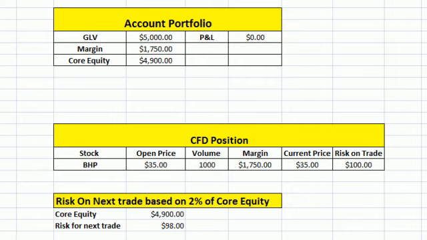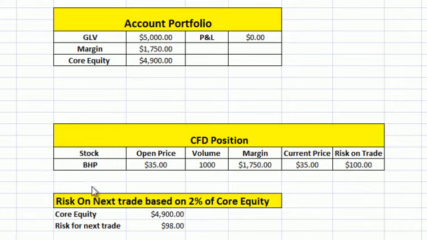So here we're going to take a brief look at how core equity works in comparison to using just a standard equity. So in this case, at the very top, we've got our account portfolio, I should say, with our 5,000 GLV, gross liquidation value, which is the equivalent of just our standard equity we've come to the table with, our margin, our core equity figure, and our profit and loss.